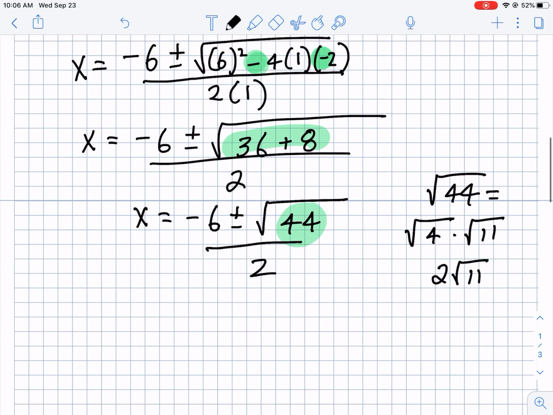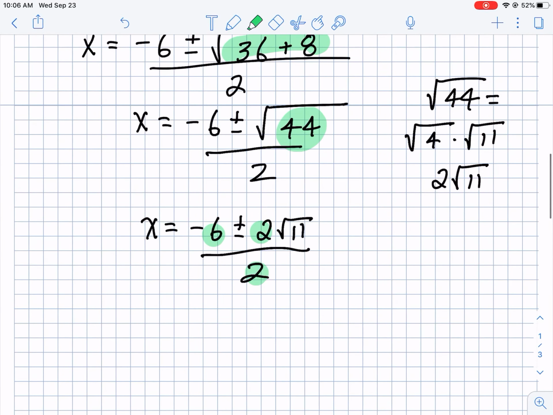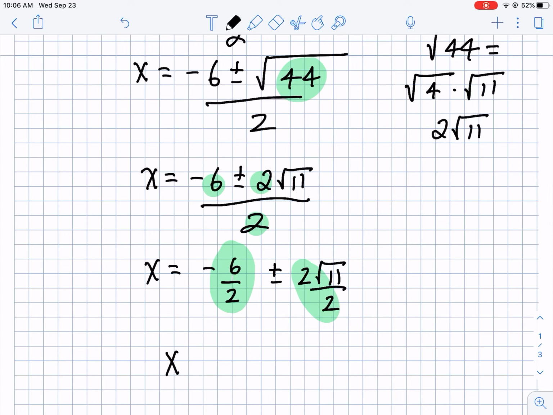So I'm going to keep going. x equals negative 6 plus or minus 2 root 11 over 2. But we're not even going to stop there, because look at this. 6, 2, and 2 are all even. So we can split this up. We can decompose this fraction. This is negative 6 over 2 plus or minus 2 root 11 over 2. And notice that our first fraction can reduce and our second one can. So we need to make sure to do that. We need to say that this is actually negative 3 plus or minus the square root of 11.